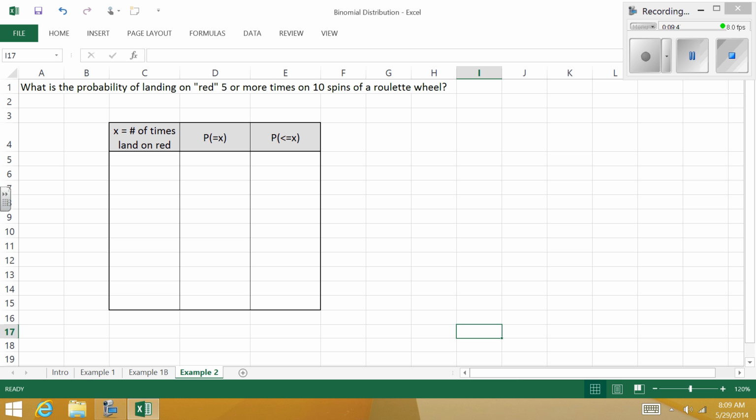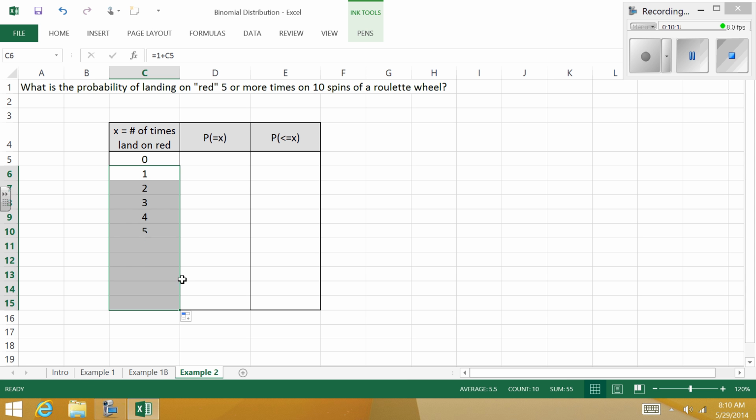All right, one more example. Here's a roulette wheel. Probability of landing on red 5 or more times if we spin the roulette wheel 10 times. So our possible outcomes, 10 spins of the roulette wheel. We could land on red as few as 0 times. It's going to be pretty unlikely, but possible. We could also land on red 1 time, and up through, it's possible to land on red all 10 times. So we're listing all possible outcomes of the experiment when we spin the roulette wheel 10 times and count the number of times we land on red.